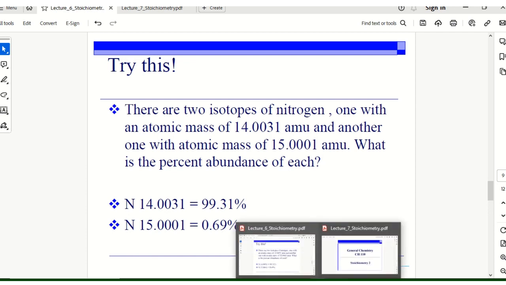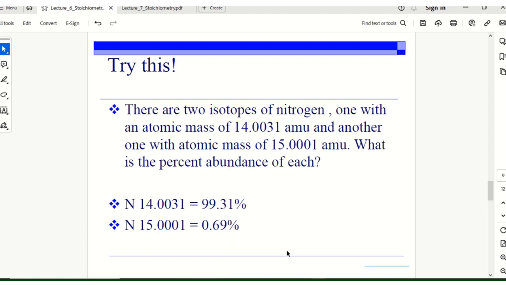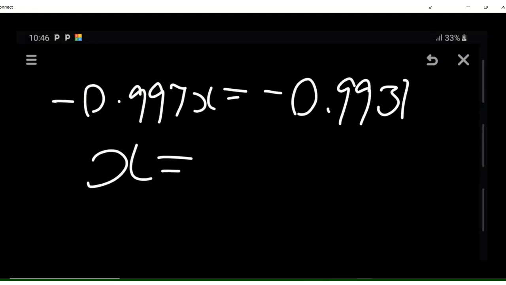All right, let us reduce some zeros here.